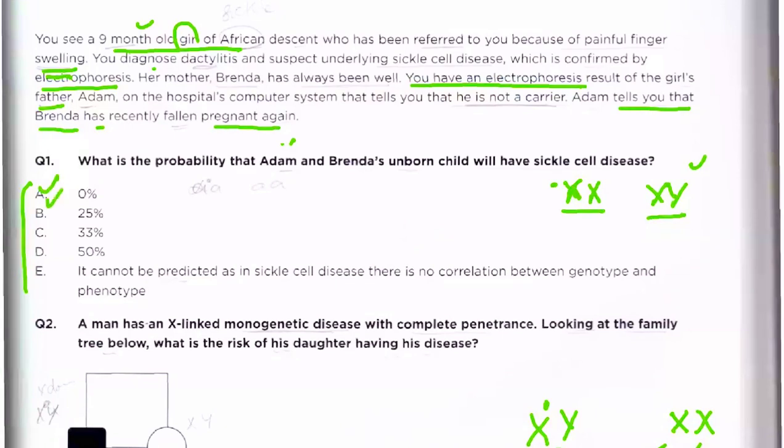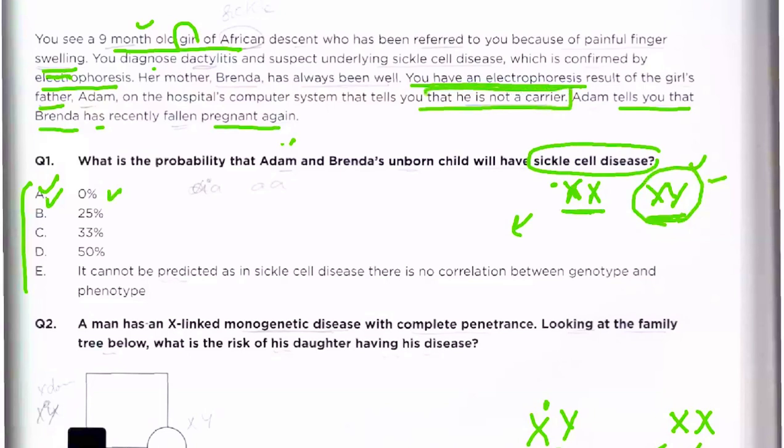Why? See here, the mother is a carrier and father is normal. So, what is the chance of having a diseased baby? That is just like the normal population, that is 0%. Why? Father is not having any. No, father is not. They have clearly told you father is not a carrier.